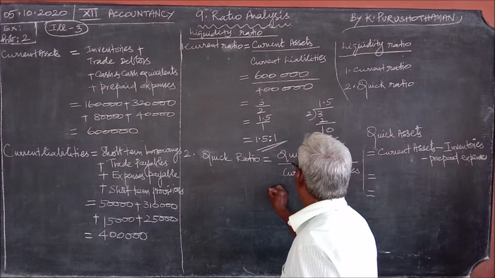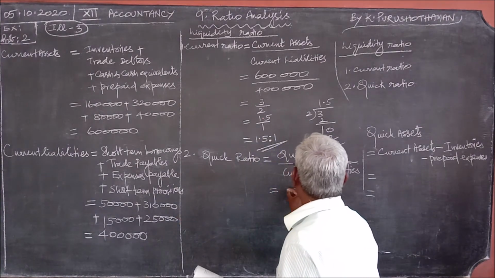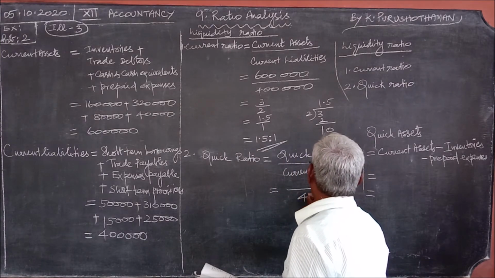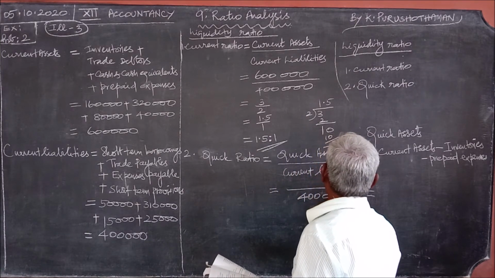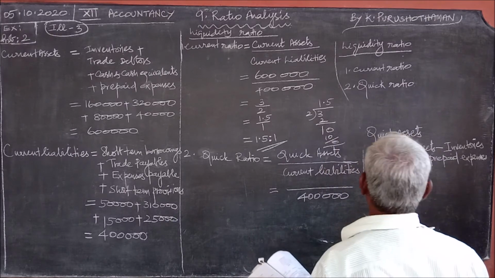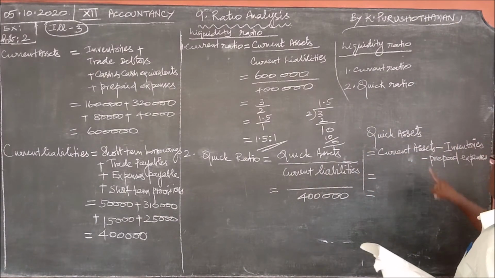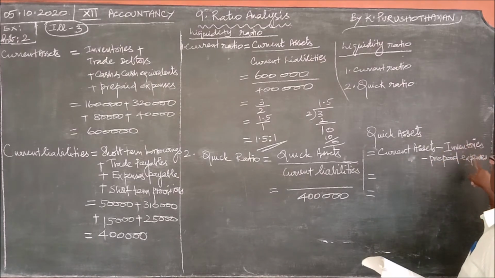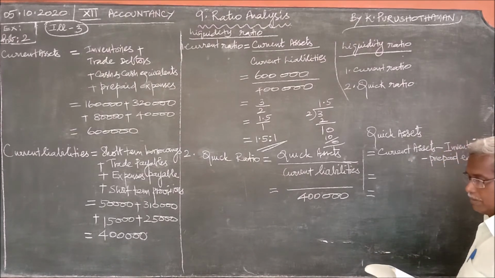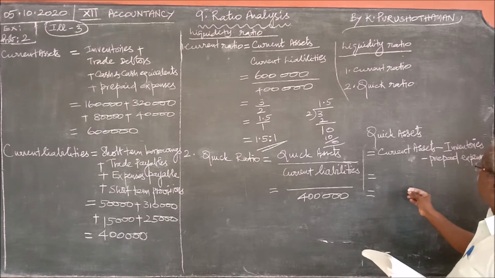To find the quick ratio, we need quick assets. Of course, current liabilities we have found out already. We can write here 4 lakhs, no problem. But what about quick assets? Quick assets, we have given the formula like from the current assets minus inventories and the prepaid expenses.